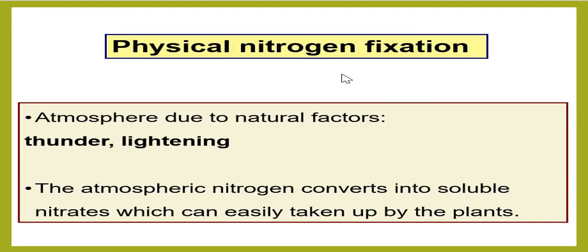First, let us start with physical nitrogen fixation. In the case of physical nitrogen fixation, you know the physical factors of the atmosphere, the natural factors, thunder and lightning. These are the factors that can cause nitrogen fixation in the atmosphere, and this is known as physical nitrogen fixation. During this, the atmospheric nitrogen converts into soluble nitrates and nitrites that can be easily taken up by the plants.